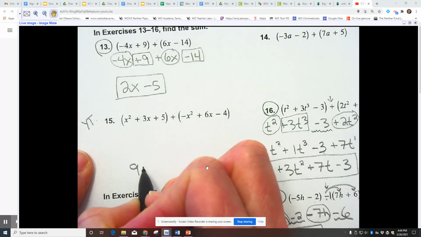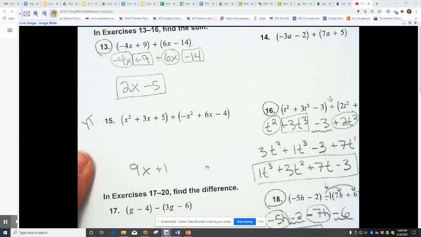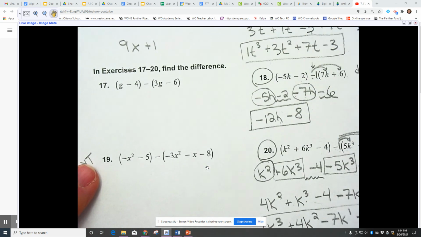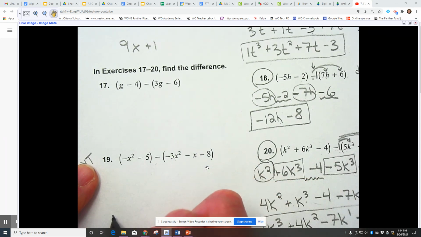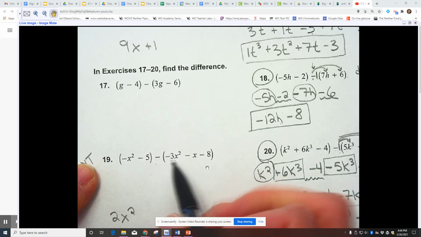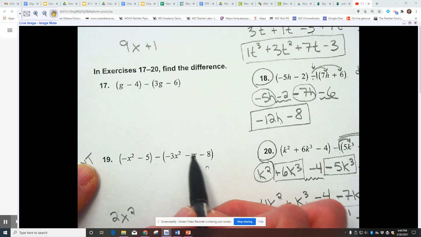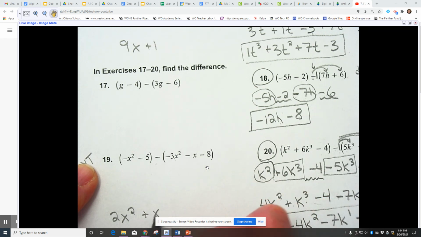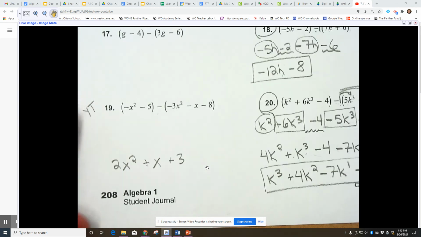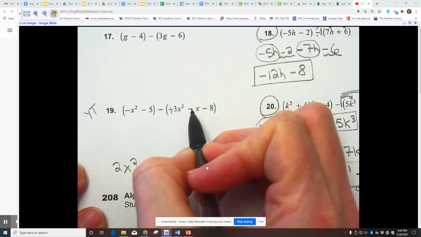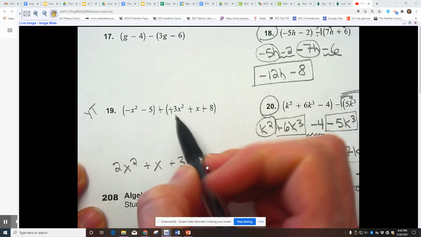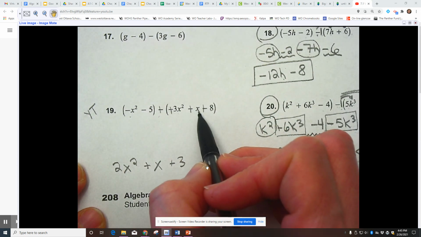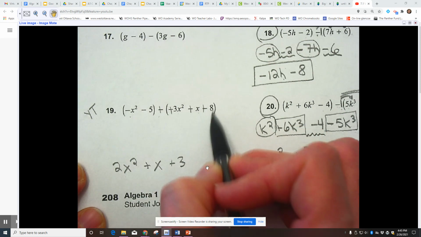So for this one, you should have gotten 9x plus 1. And for this one, you should have gotten 2x squared plus x plus 3. I think that's right. I did that pretty quick. This would become positive, positive, positive. So 2x squared plus x plus 3. Yep, that looks good. Okay, that's it for 7-1.